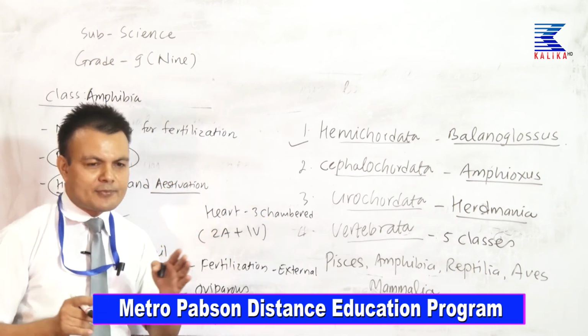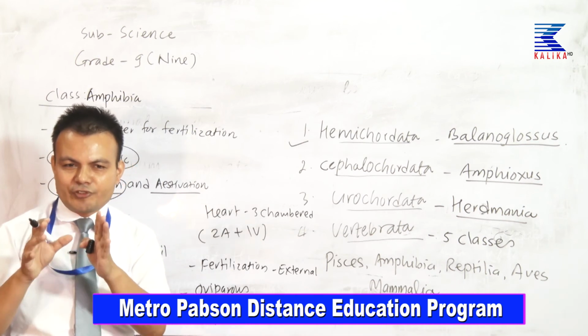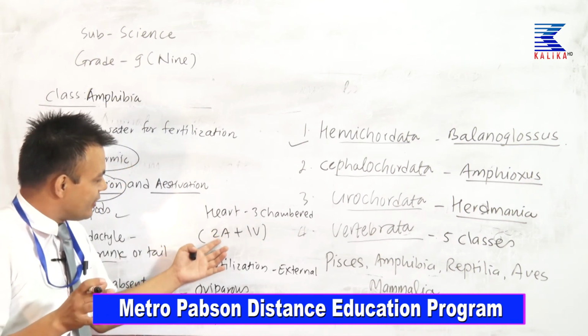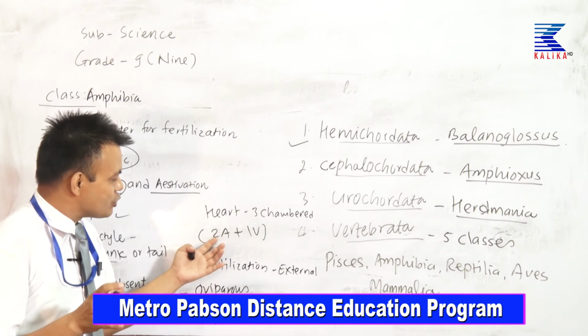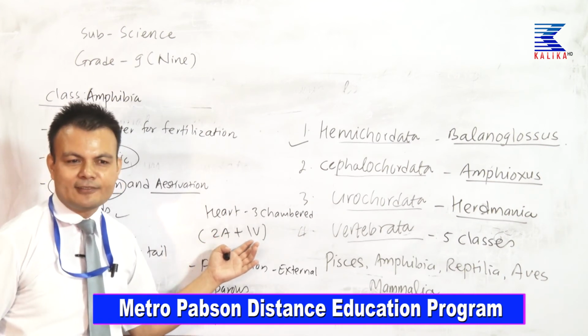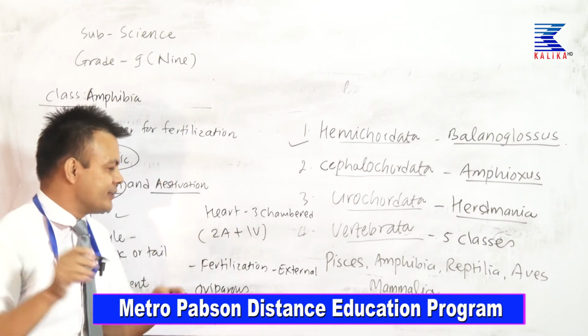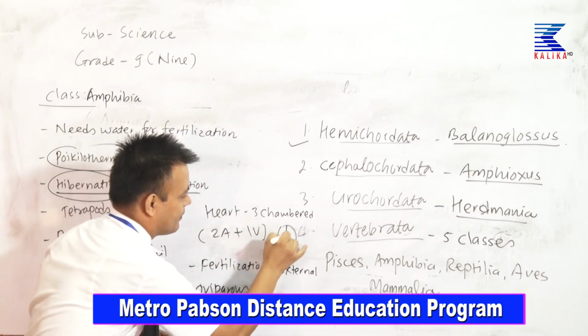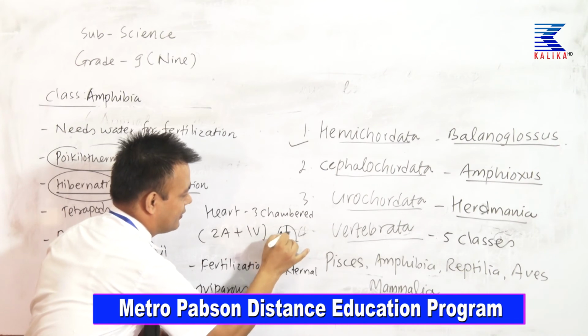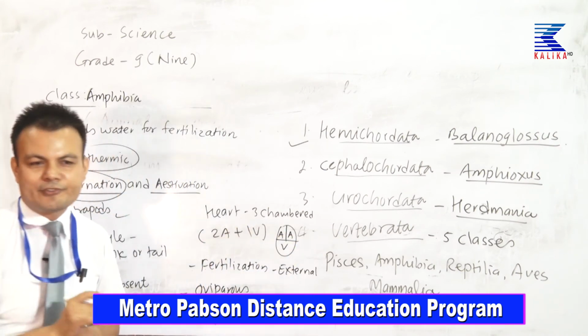The heart is 3-chambered. The heart pumps the blood. It has 3 chambers, of which 2 are auricles and 1 is a ventricle. Two auricles and a single ventricle, altogether 3 chambers like this.